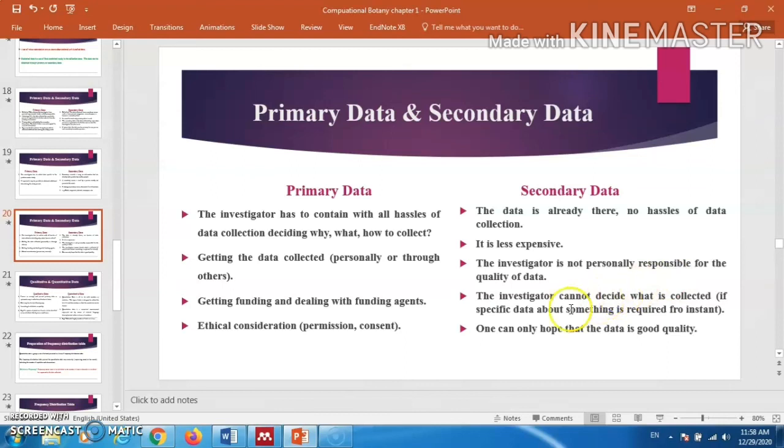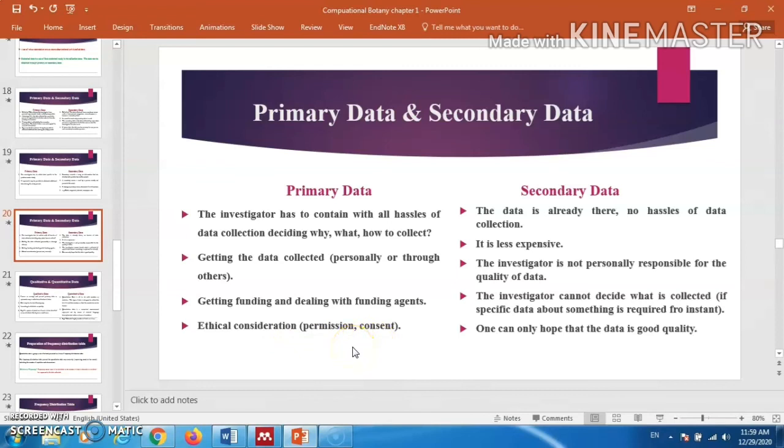Then the investigator cannot decide what is collected. It is because the data is totally of secondary type, so you cannot decide what should be collected or what should not be collected. Then ethical consideration means permission, consent, like this.